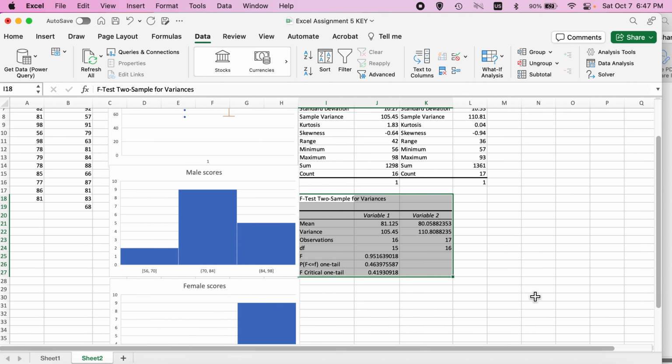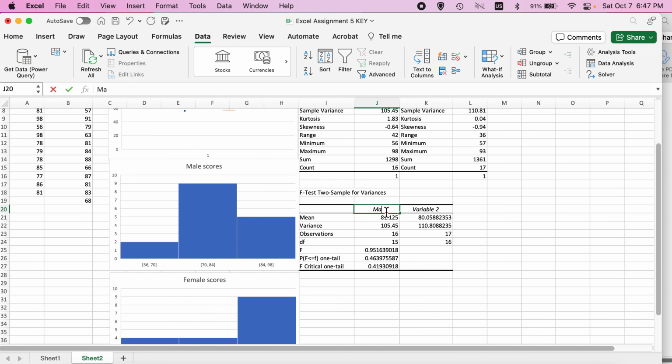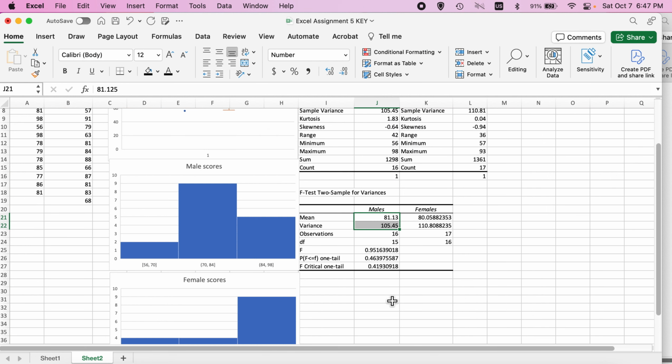And it will pop up. Variable 1, I'm going to label males, variable 2 females, so I know which group they belong to. I'm going to reduce it to 2 decimal places.